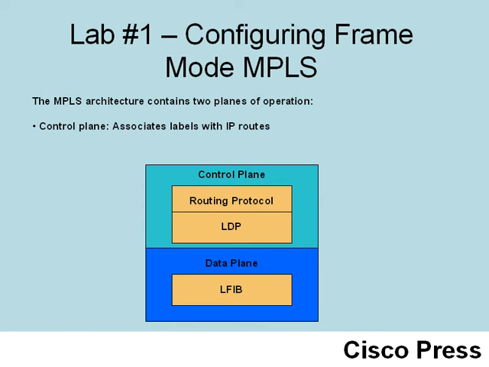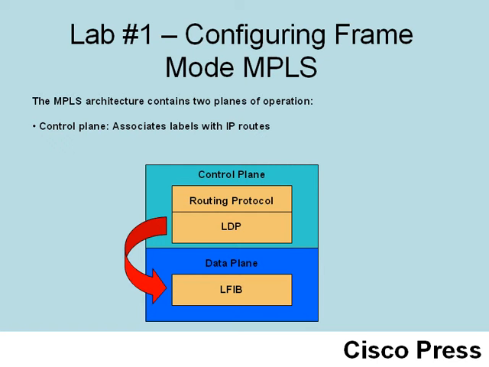The control plane associates a label with an IP route. In fact, when we go out to the routers in a few moments, you will see that every IP prefix in our routing table has a label associated with it. That operation is performed by the control plane. And the control plane is also running the protocol that does the label distribution. We are going to be using LDP, the Label Distribution Protocol, as that protocol. And thanks to LDP, we can then populate the LFIB, the Label Forwarding Information Base.